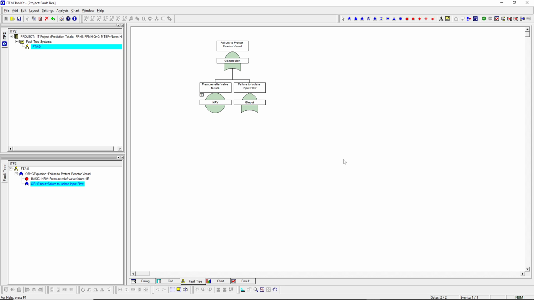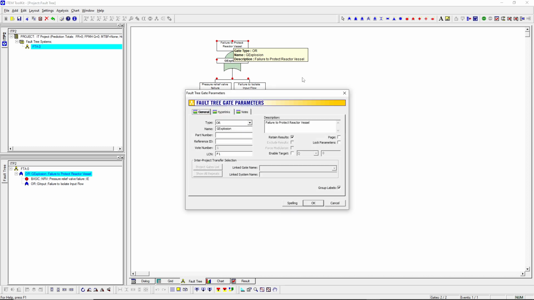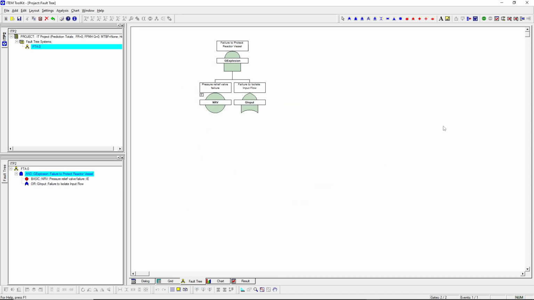So what logical relationship binds these two causes together? Because both the NRV failure and the input isolation failure must occur simultaneously to trigger the explosion, they represent a parallel failure pathway. To model this high-restriction relationship, we will change our top gate type from the default OR gate to an AND gate. Now we can move down the next branch of our logic tree to decompose G input.